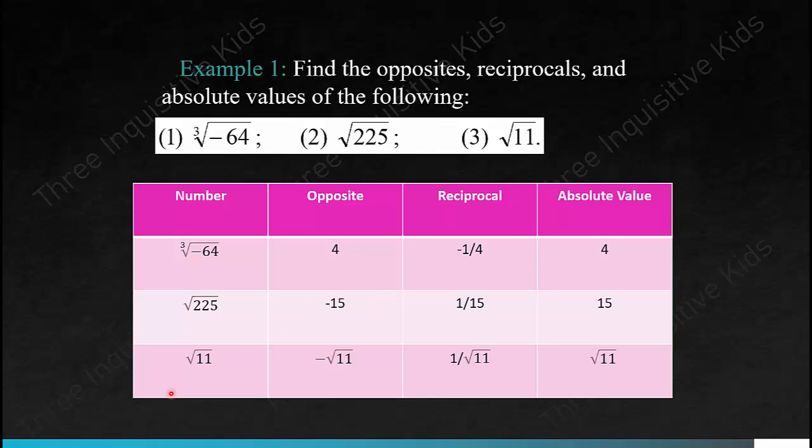Alright, now the next number is the square root of 11. Well, its opposite. This is the time when you can actually just plop a big fat negative sign in front of it because you cannot further simplify this. So this will be negative the square root of 11, and its reciprocal is 1 over the square root of 11, and its absolute value is just the square root of 11.